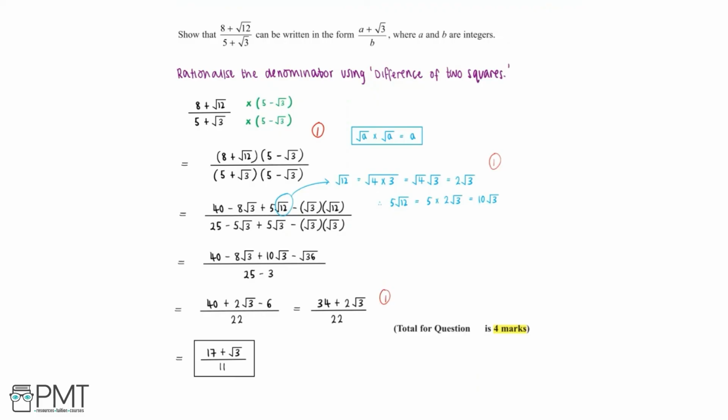And we get the fourth and final mark for dividing both the numerator and the denominator by 2 in order to make sure that we've written our answer in the form a plus root 3 over b, which means that we'll end up with a final answer of 17 plus root 3 over 11, allowing us to get the full 4 marks needed in this question.